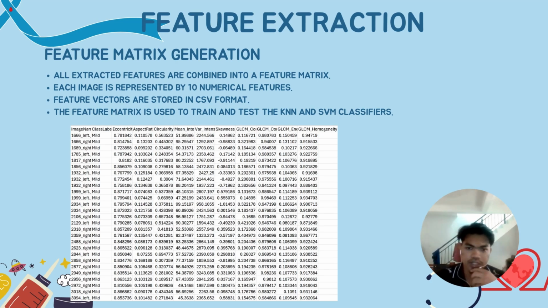Then, all extracted features are combined into the feature matrix. Each row of the matrix is represented by 10 numerical features and is stored in CSV format as shown in the slide. The feature matrix is used to train and test the KNN and SVM classifiers.